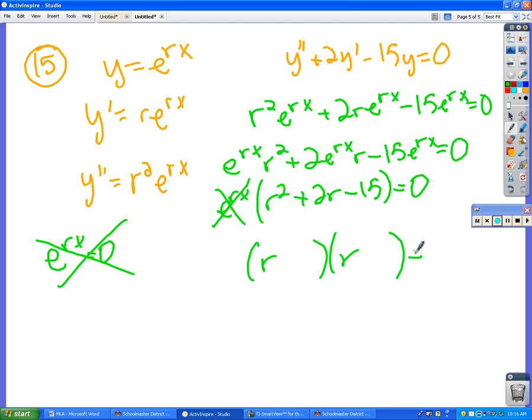It does! Oh my god, I did something right. So the values for r that will make that equation be true are -5 and 3. R equals -5 and 3.